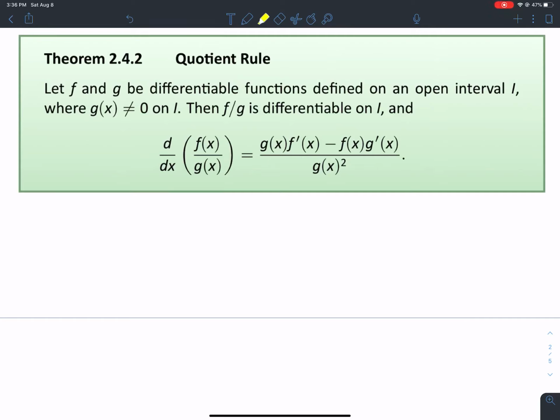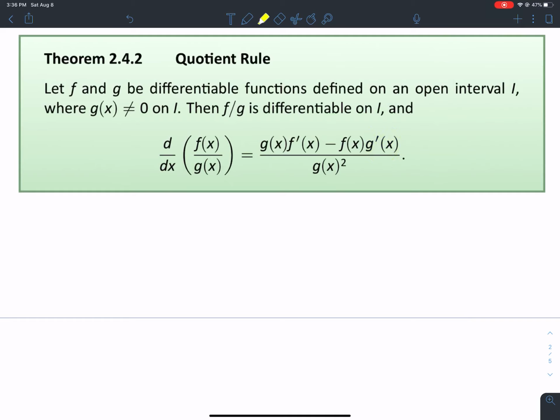So we're going to talk about the quotient rule. In this video, we've got f and g defined to be differentiable functions on an open interval where g of x is not equal to 0 in the interval, because we don't want to be dividing by 0 here. And the derivative of f divided by g is defined to be g of x times the derivative of f of x minus f of x times the derivative of g of x, and then divided by g of x squared.